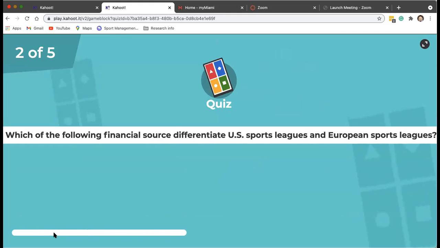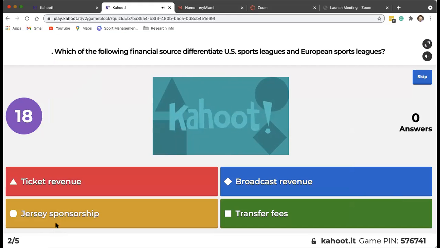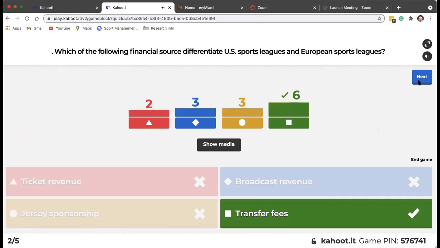All right, next question. Which of the following financial resources differentiate US professional sports leagues and European sports leagues? First one is ticket revenue, second is broadcasting revenue, third is jersey sponsorships, and the last one is transfer fee. Okay, we got all the answers. All right, 6 students answered that correctly.